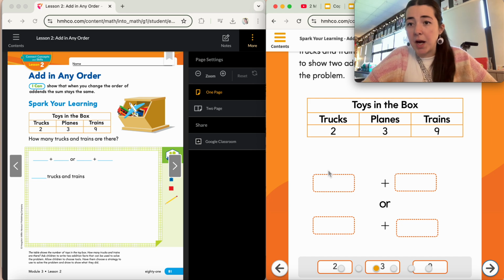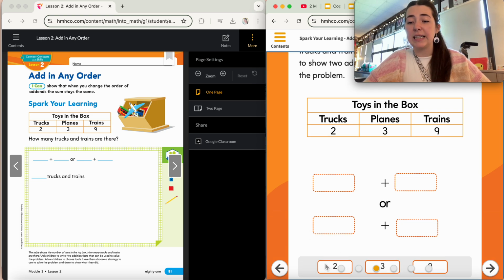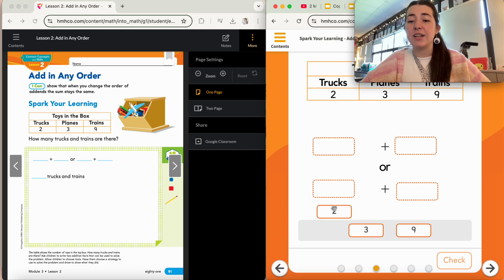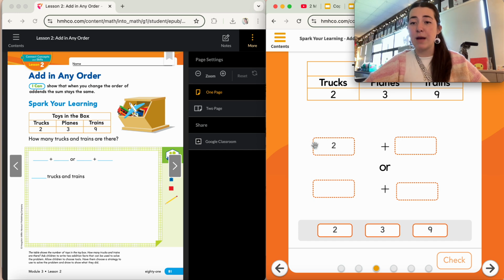How many trucks are there? We're going to do trucks first to go right here. How many trucks are there? 2. So I'm going to click on, oh, this is not wanting to go. There we go. We're going to click on 2. We're going to move it into my boxes here. You should be writing a 2 on your screen right here in your book. How many trains are there? Take a look at your chart for some help. 9. So I'm going to move my 9 into my box. Your 9 is going to go right here where my mouse is.